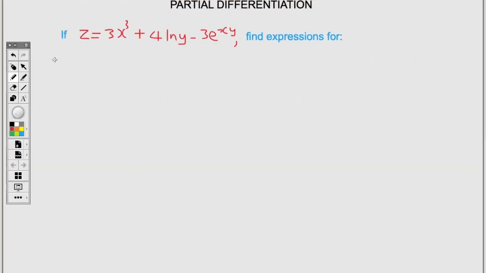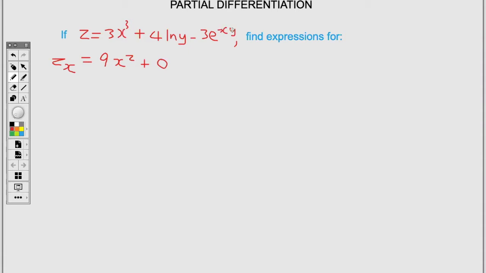Let's get started. Here we have a function z where we need to find the partial derivative with respect to x. So we have 3x cubed that we can differentiate. So multiply 3 times 3, that gives us 9. Then we subtract 1 from the power, so that gives us 2. Because 4 ln y is a function of y, that will be 0. So all of this will just be 0 because it's a function of y.